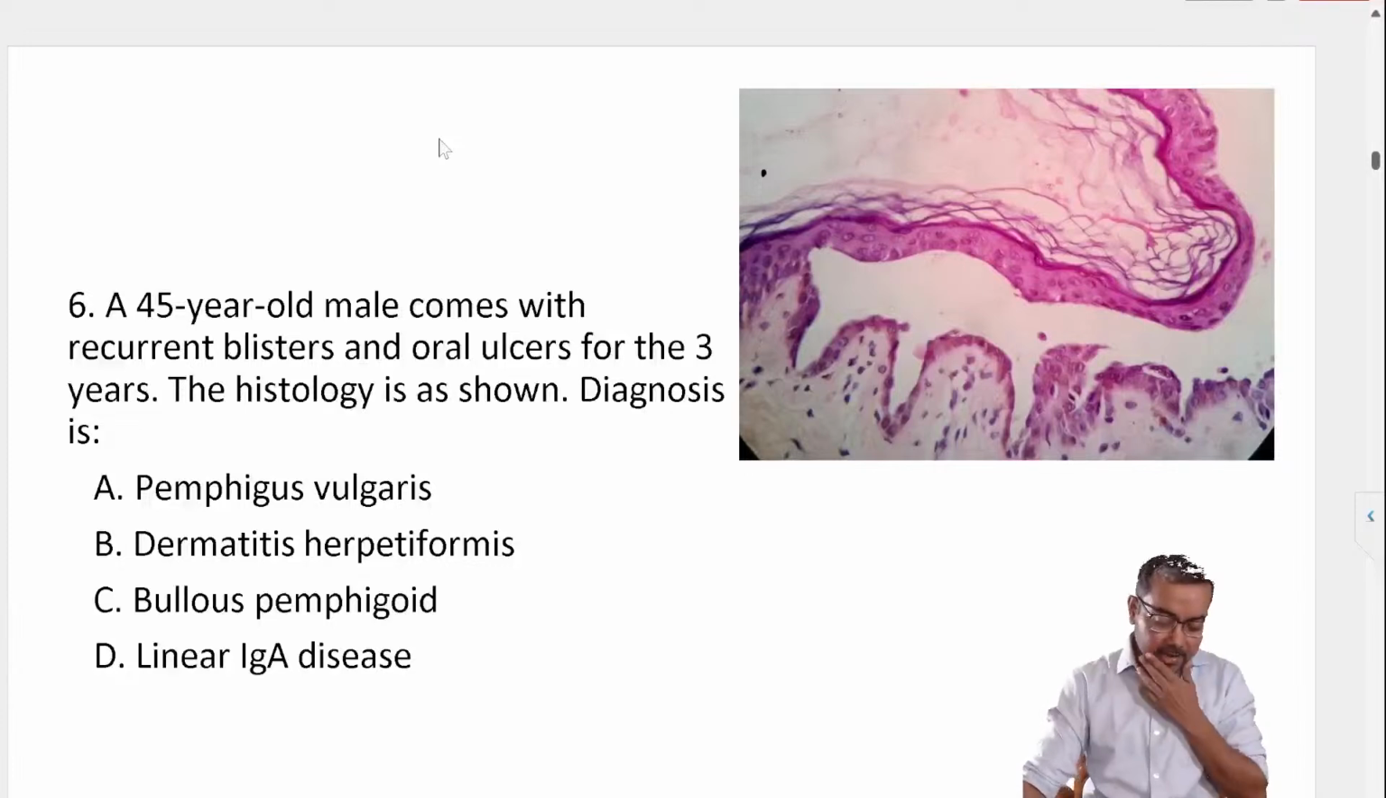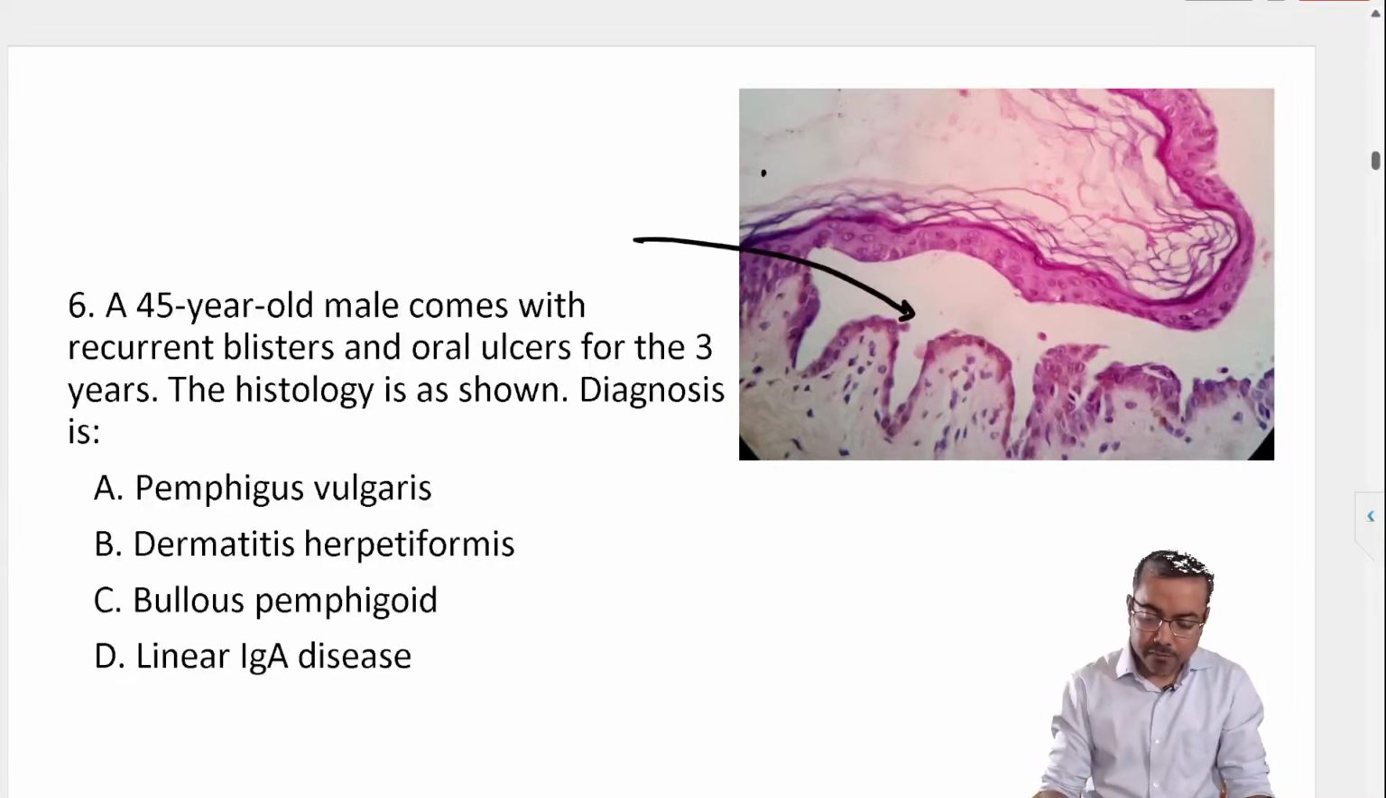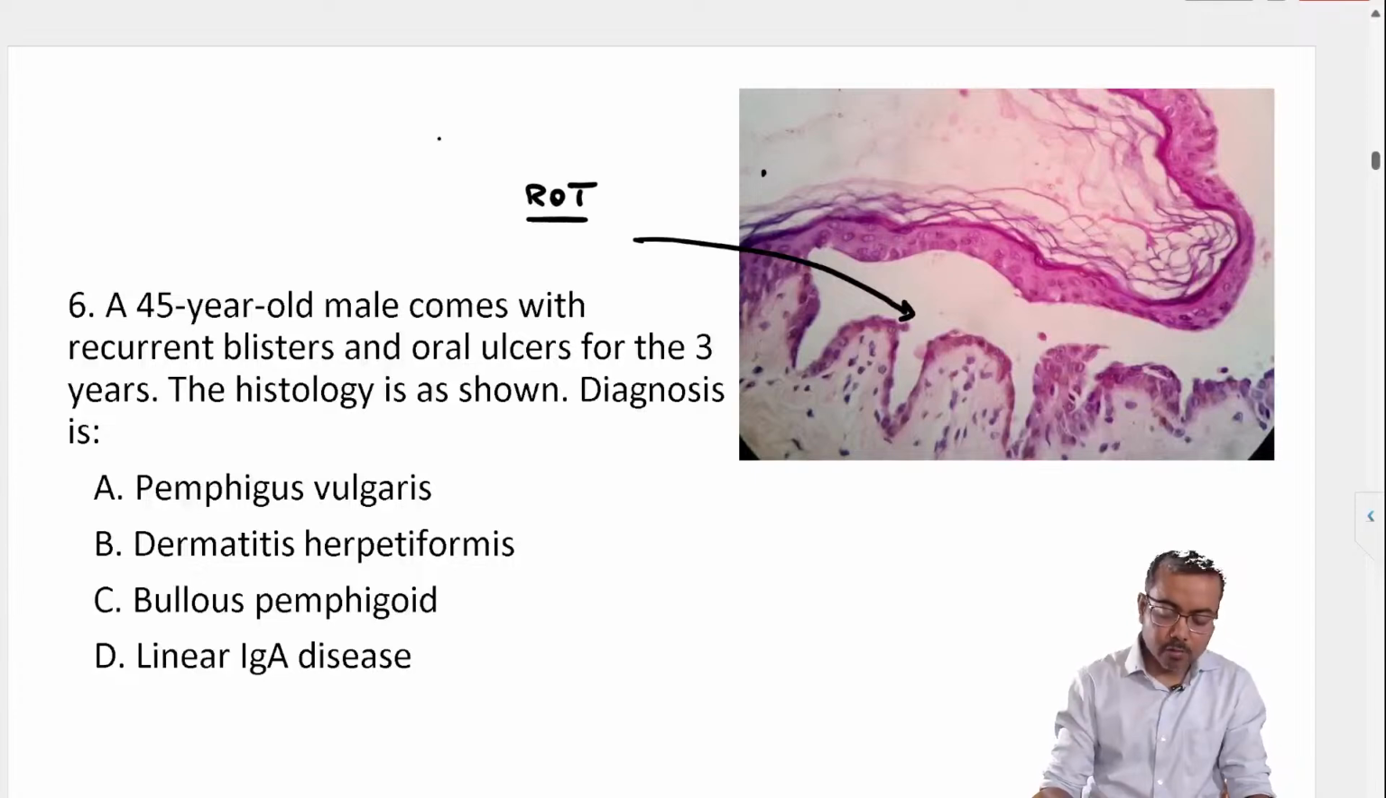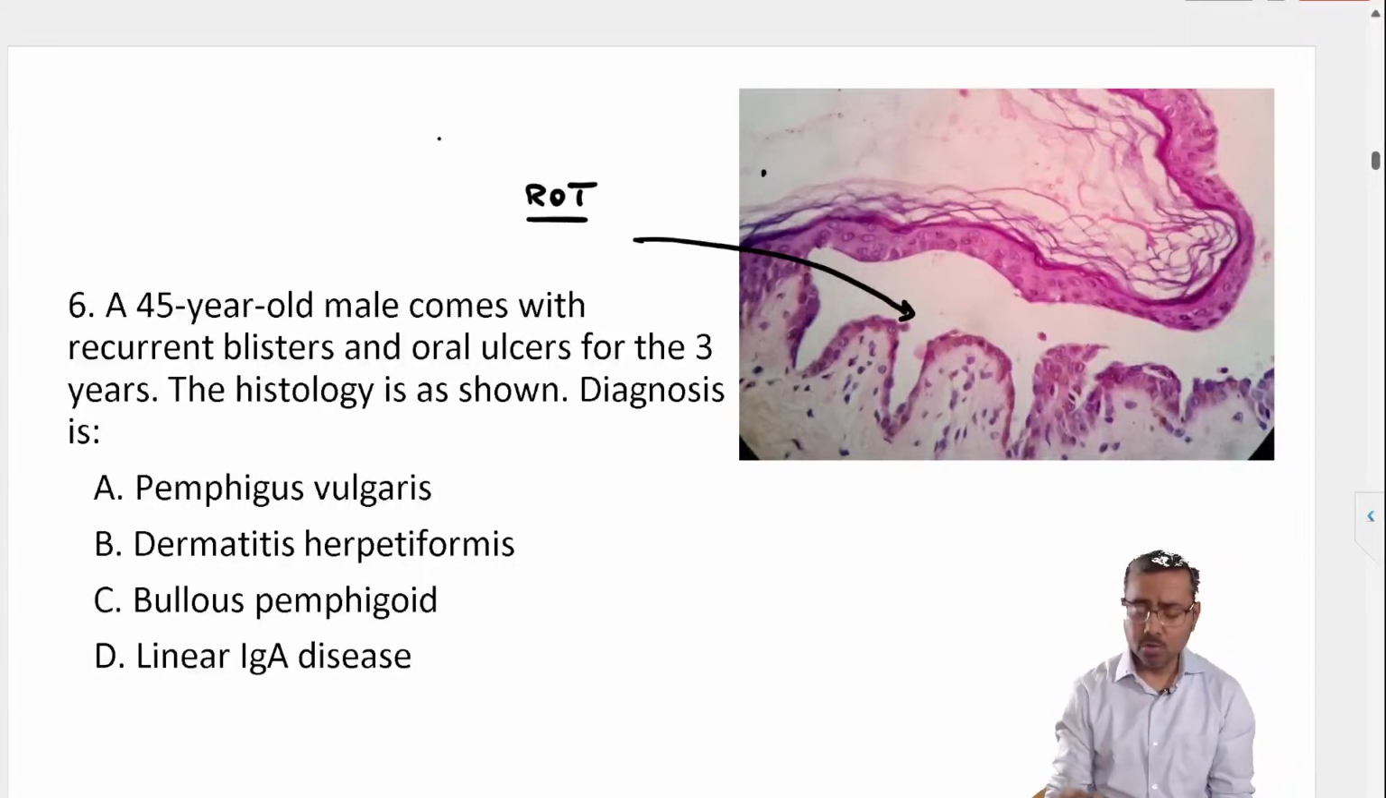A 45-year-old male comes with recurrent blisters and oral ulcers for the last 3 years. The histology has shown the diagnosis. There's a very typical row of tombstones. ROT means row of tombstone appearance. You should be able to identify the basal layers, and this is the suprabasal area.